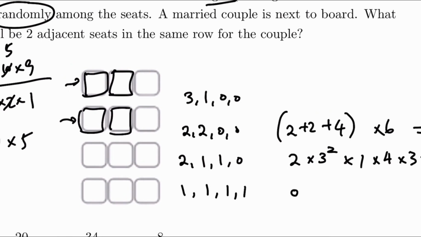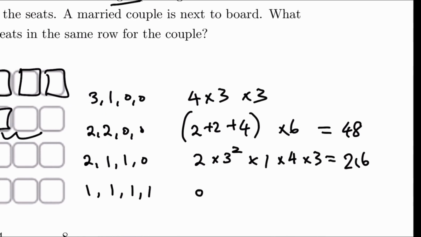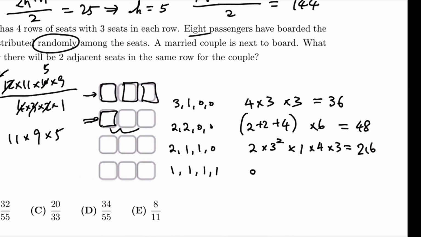If we have 3, 1, 0, 0, then regardless, because we have a row of 3, this row of 3 will definitely have 2 consecutive adjacent seats. So that works out. We just have to choose the rows. There are 4 ways for us to choose the row with 3 seats and 3 ways for us to choose the row with 1 seat. And in this row with 1 seat, there are 3 different options where this seat can be. So that's another times 3. So this is 36 different choices.